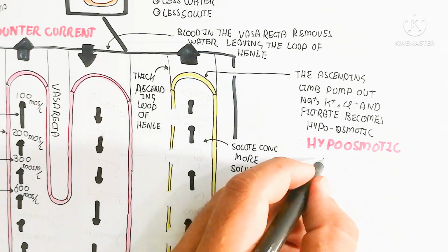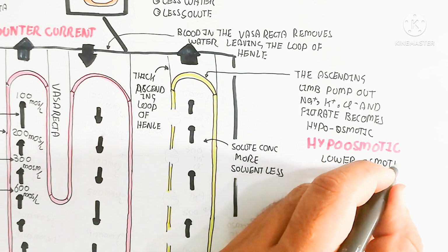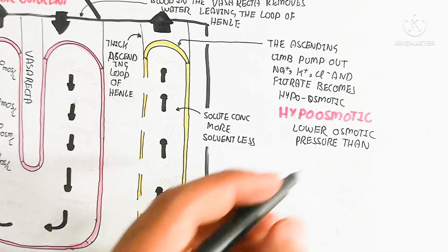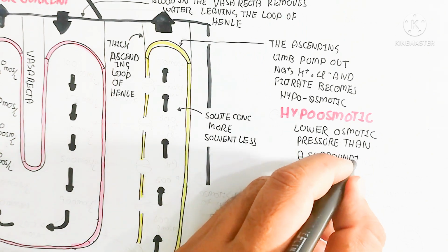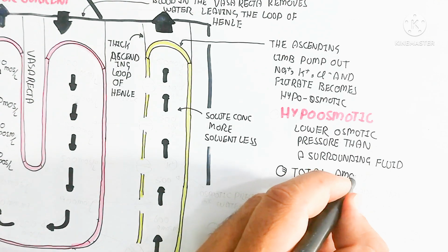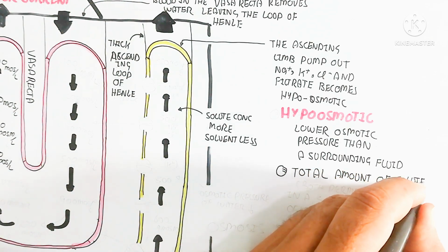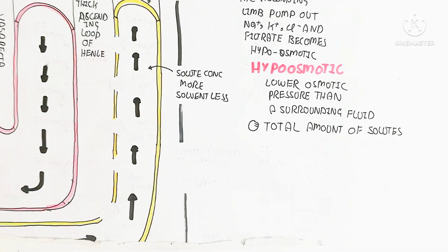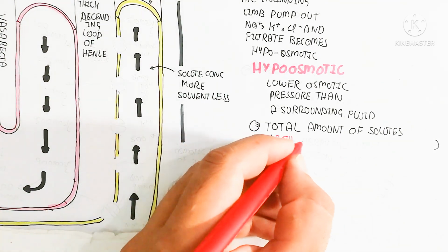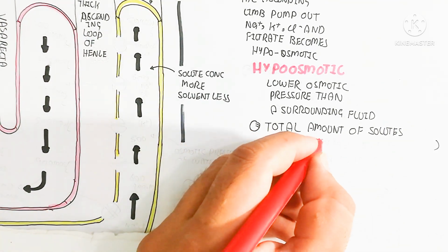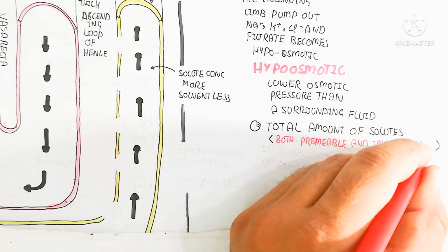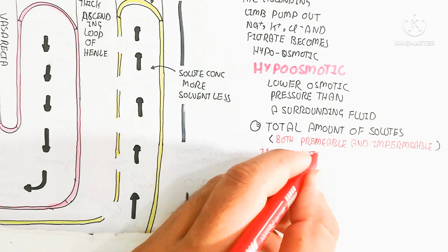Hypoosmotic means that decreasing of too much water will lead to an increase of the milliosmol per liter. But an important thing you need to understand is that a lower osmotic pressure than our surrounding fluid is known as hypoosmotic, and the total amount of solutes, both permeable and impermeable, in a solution is lower than that of another solution. So the important thing you need to understand is what osmosis is.